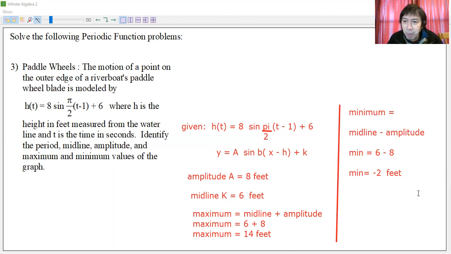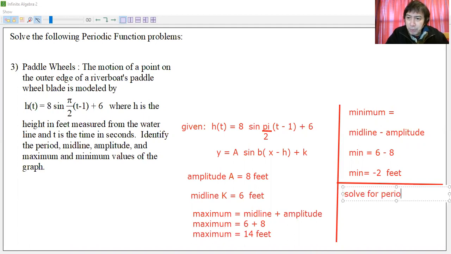Next, we shall determine the period. So we'll just place it at the lower part. Let's see if it will fit there. So we shall compute for the period now. Period T. The formula is T equals 2 times pi divided by b. All right, that's our formula.